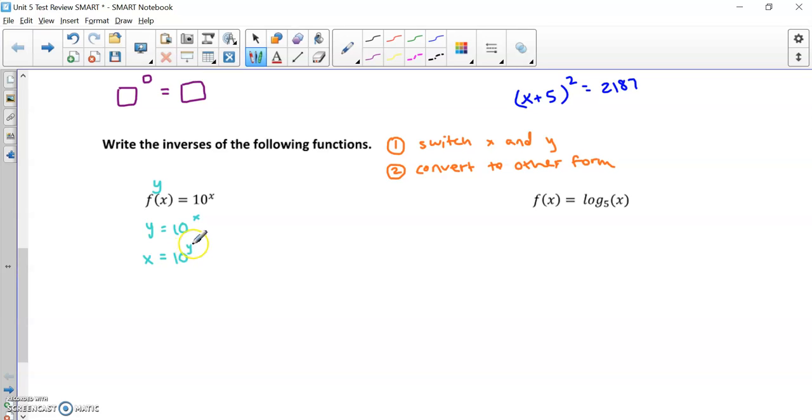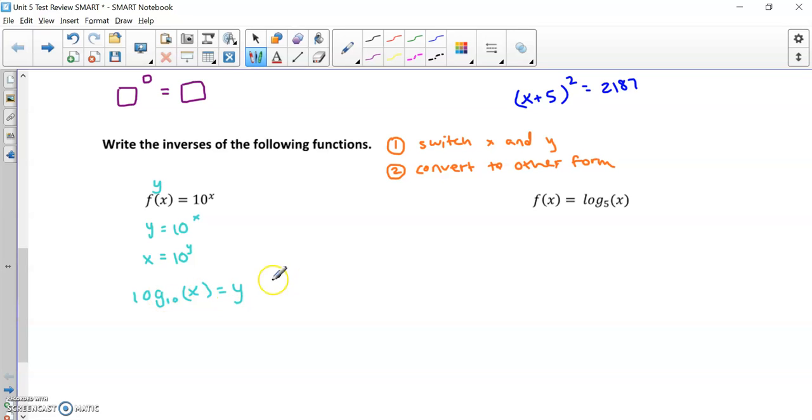And then step 2 is to switch the format. So right now we're in exponential form, which is obvious because there's an exponent. So let's go ahead and put it in log form. We know that the base of our exponential is the base of our log, so in this case it's our 10. And this is what we end up with.